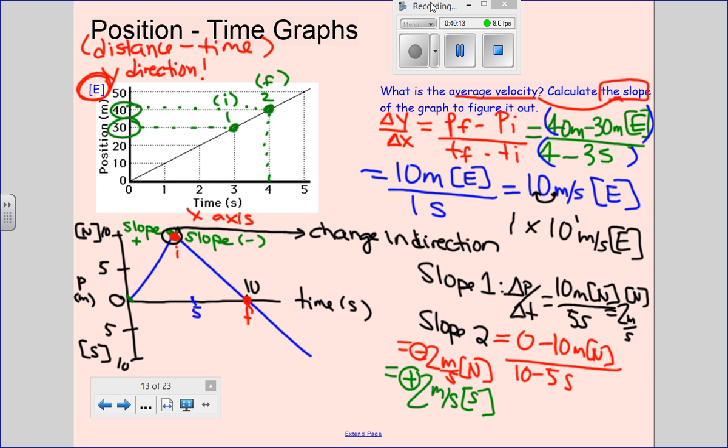Would anybody like to ask any questions about this idea of changing direction?